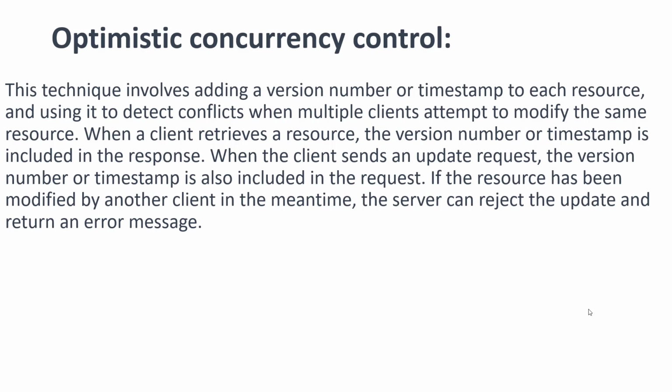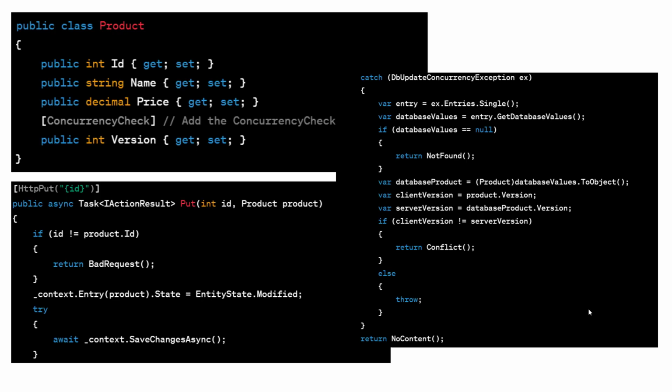This technique involves adding a version number or timestamp to each resource and using it to detect conflicts. When a client retrieves a resource, the version number or timestamp is included in the response. When the client sends an update request, the version number or timestamp is also included in the request. If the resource has been modified by another client in the meantime, the server can reject the update and return an error message. So here we have an example, and let's understand that example.